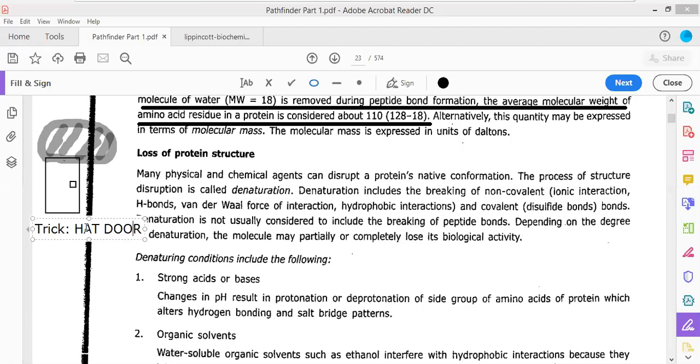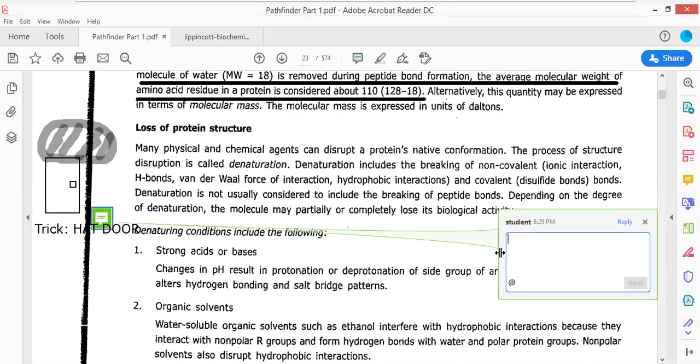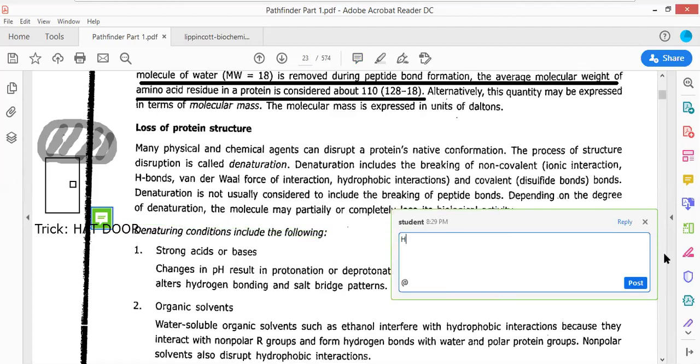Now see this, what do you mean by HAD door? H stands for heavy metal ion. A stands for strong acid or base. T stands for temperature. I would be writing all these things in front of you so that you can understand them. If you are paying attention, you would be able to understand them. So they can be remembered by using this trick, referred to as HAD door. H means heavy metal ion. A means strong acid or base. T means temperature, high temperature.